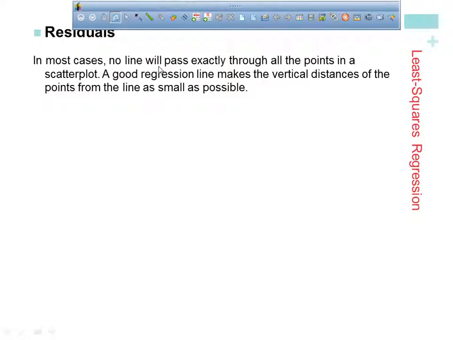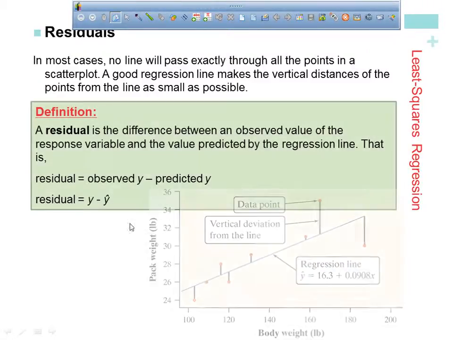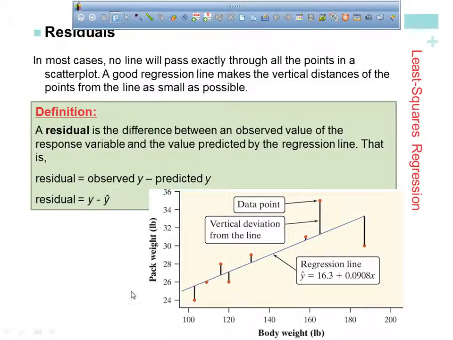A residual is the reason no line will pass through every point. Here's the definition of a residual, and look at this nice picture. A residual is the difference between an observed value of the response variable and the value predicted by the regression line. That is, the residual is the observed y minus the predicted y, or y minus y hat. Okay? So you can get the equation of the regression line.